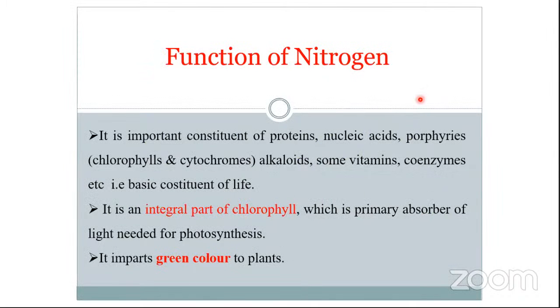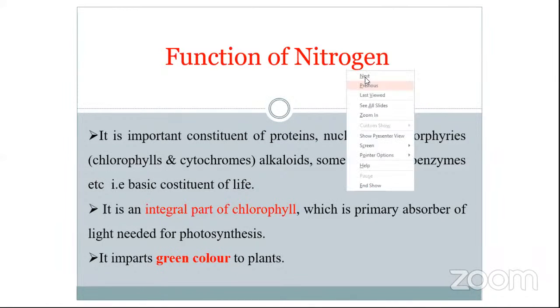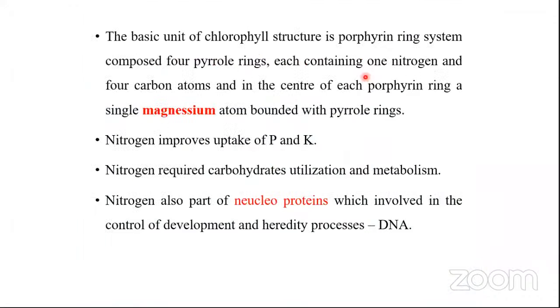And finally, we came to nitrogen. Nitrogen is a very integral part of nucleic acids, porphyrin chlorophylls and porphyrin rings, alkaloids, and some vitamins. It imparts a green color to the plants. It is also the basic unit of the chlorophyll structure, students, in the porphyrin structure, which forms a bond with magnesium. So nitrogen improves the uptake of P and K, students.